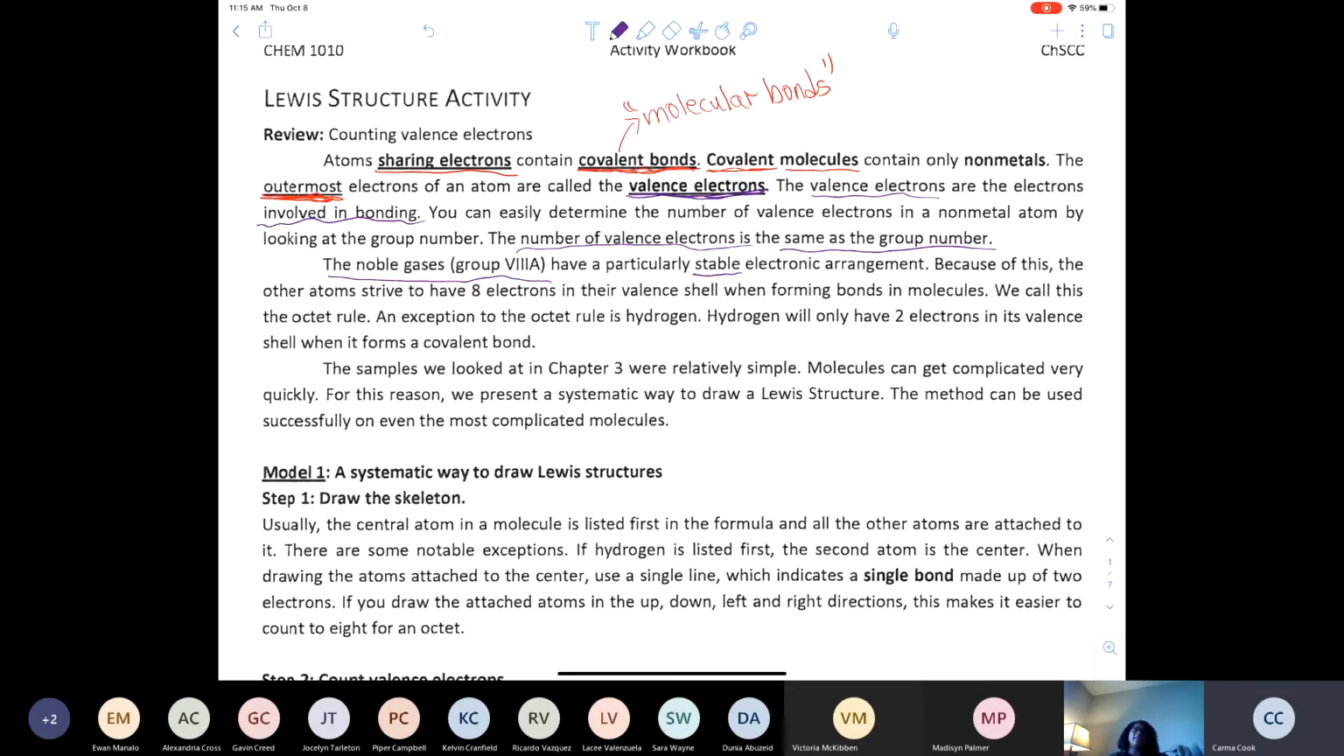Because of having these 8 electrons in their outermost energy level orbital, and that being the most stable arrangement, the other nonmetal atoms like oxygen or nitrogen or carbon or sulfur have one goal, and that is to strive to have 8 valence electrons.